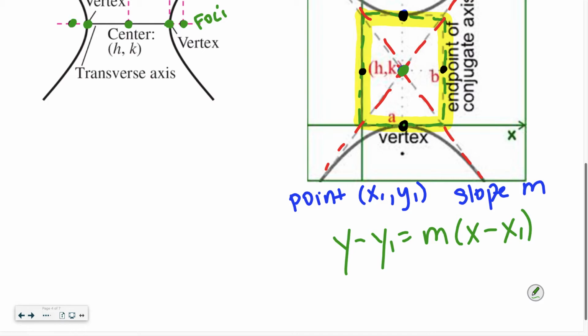And then the point that I want you to use for point slope form is just going to be the center, because both lines go through the center. And I'll ask that you just leave it in that way.